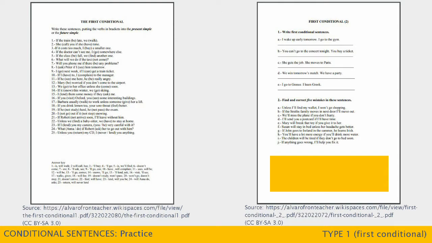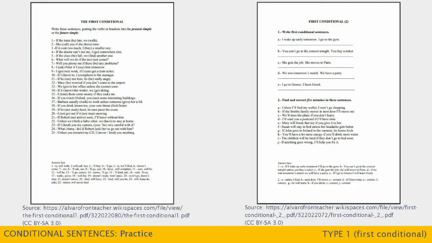Now do both activities on the right. First, join both sentences given in each case in order to make a single conditional sentence. Then, do the activity below and correct the 5 mistakes. Now, pause the video and complete the activities. When you have finished, again, keep playing the video to reveal the answers and check them. Now check your answers.